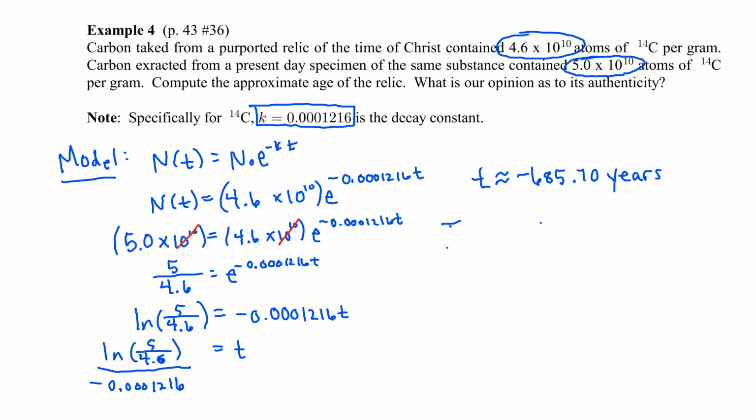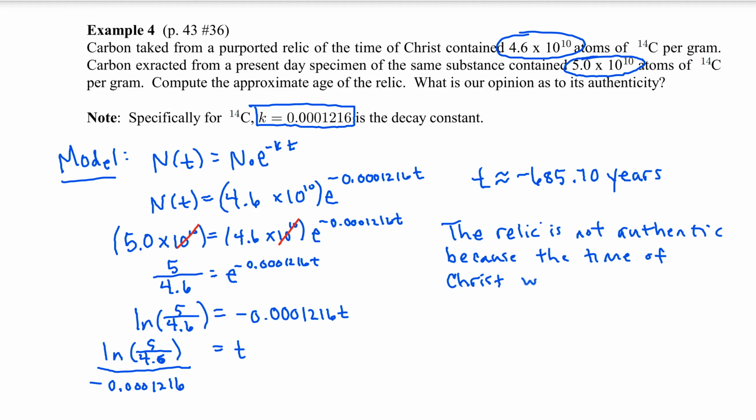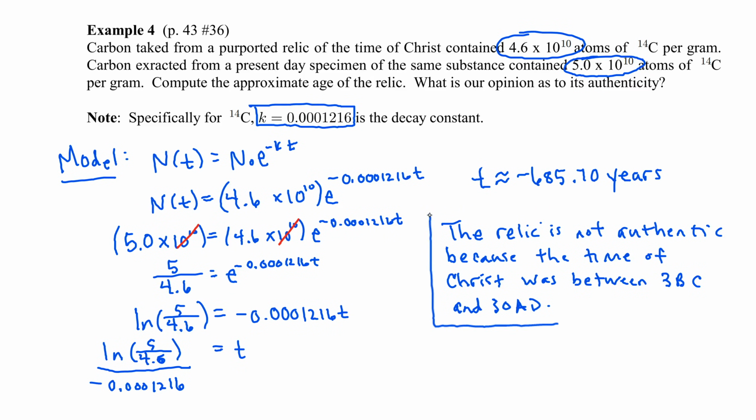So we can say our conclusion is the relic is not authentic because the time of Christ was between 3 BC and 30 AD, approximately, depending on which chronology you follow, okay? Again, that is around 2,000 years ago, give or take a few years, but it is certainly not matching up to the 685 years ago. So the relic is not authentic.